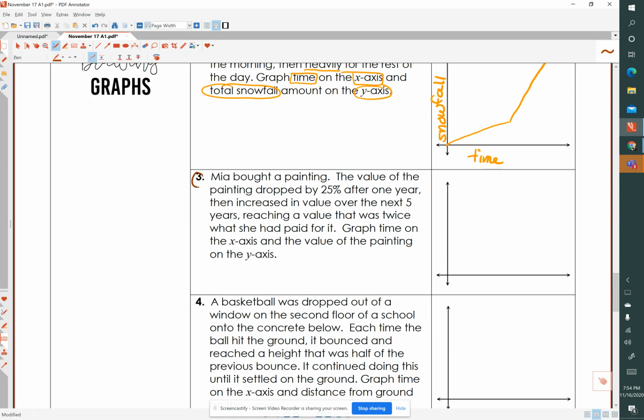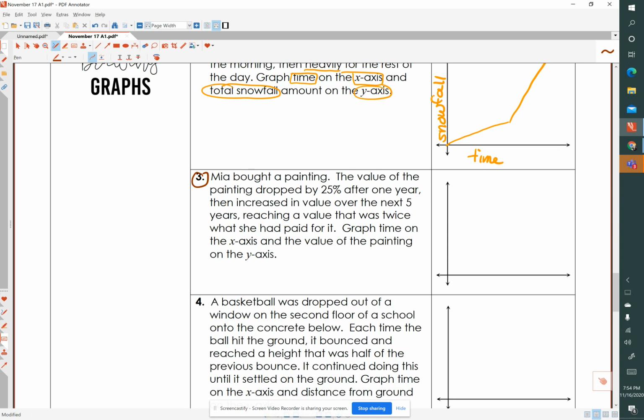Mia bought a painting. Now, these paintings are sometimes very, very valuable. When I was in law school, I had a couple of my friends who studied the law behind art and auctions and insurance and all that stuff. So I know a little bit about this. So Mia bought a painting.